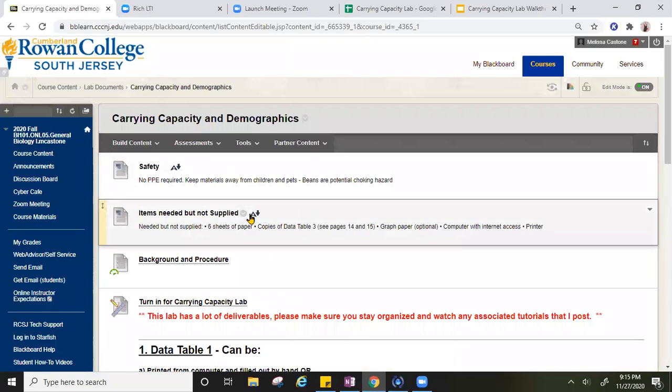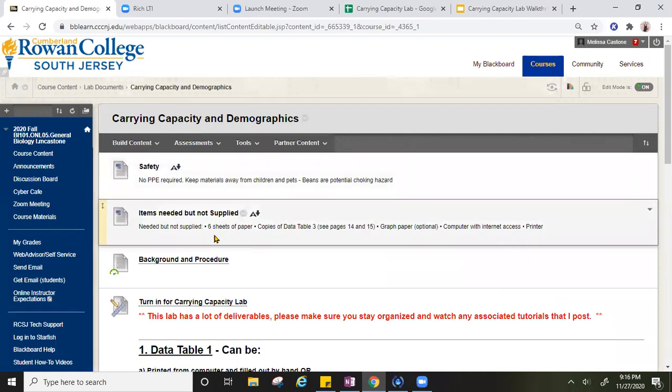So when you click on that, it says that you're not going to need any PPE. And just to keep the materials away from children and pets, it does involve having kidney beans and using them as a model for a bird. I know that sounds kind of strange, but believe it or not, this kind of thing is pretty common in biology labs to use beads, to use beans, and to use them as individuals in an ecology lab.